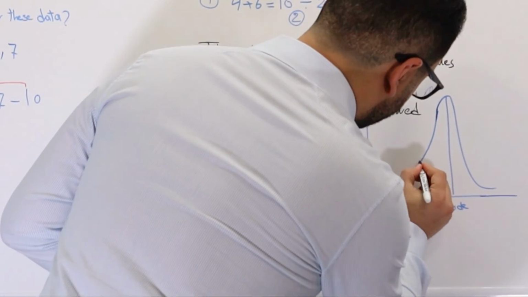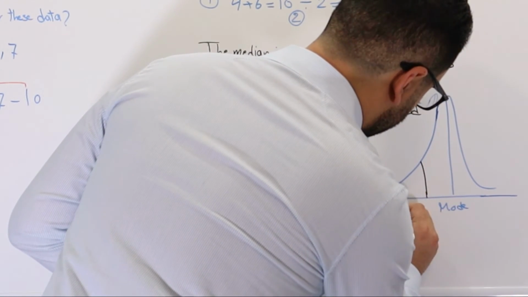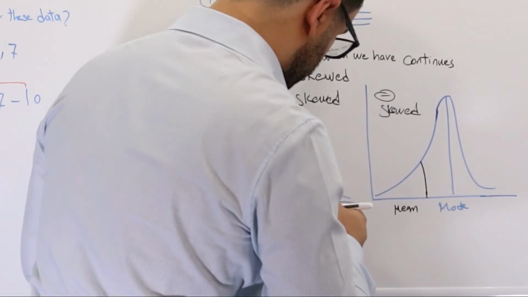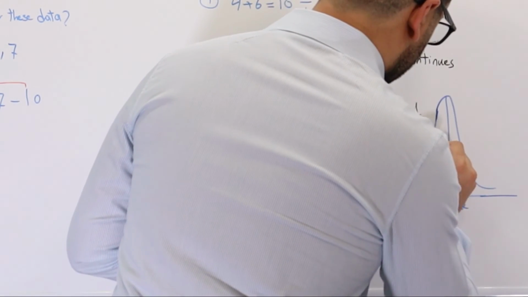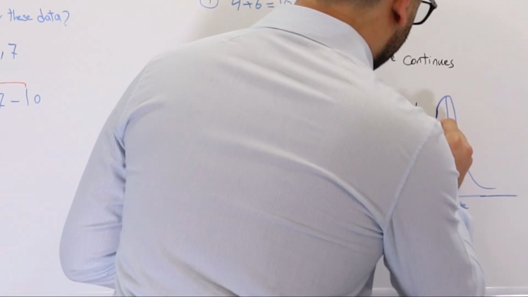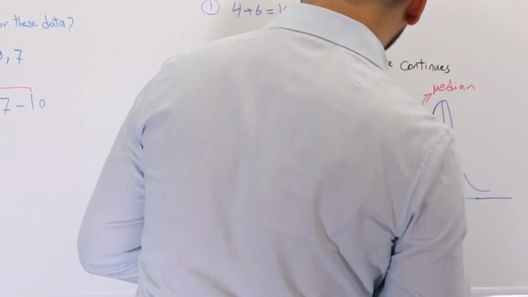Here, it's going to be just the opposite. So this is going to be the mean, and the median would be here in between them. So this is the median.